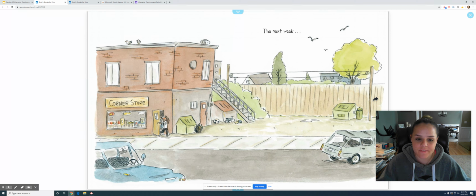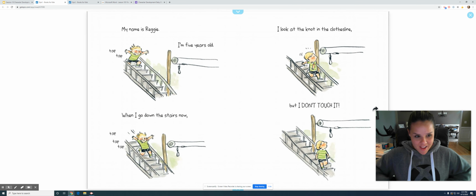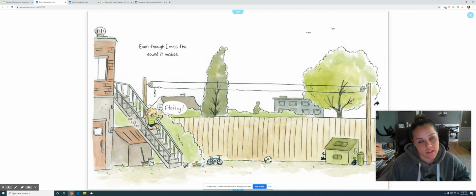The next week. My name is Reggie. I'm 5 years old. When I go down the stairs now, I look at the knot in the clothesline, but I don't touch it, even though I miss the sound it makes.